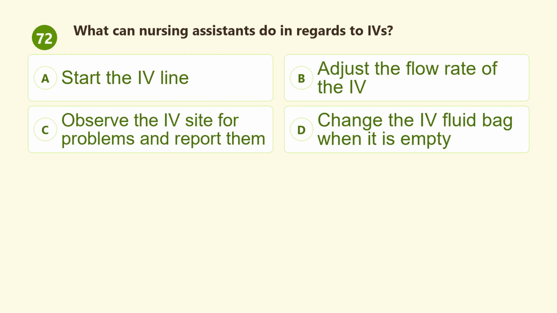Question 72. What can nursing assistants do in regards to IVs? Option A, start the IV line. Option B, adjust the flow rate of the IV. Option C, observe the IV site for problems and report them. Option D, change the IV fluid bag when it is empty.